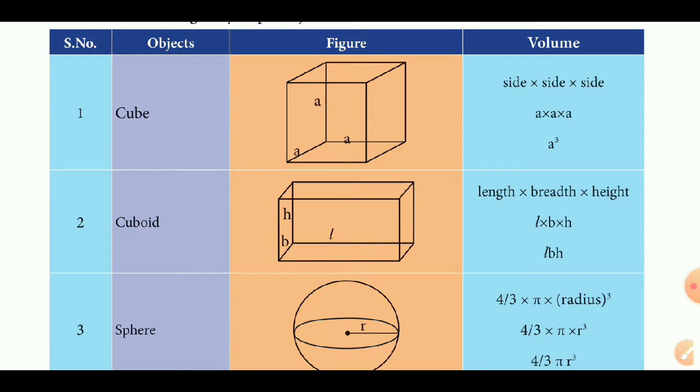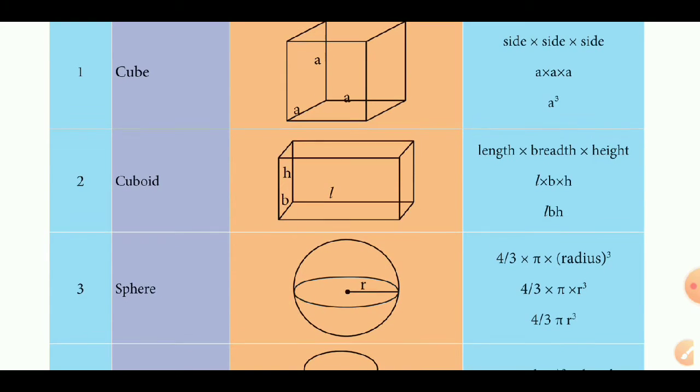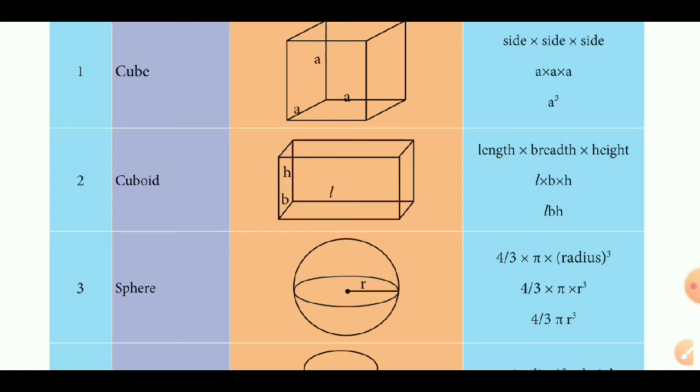Next one is cuboid. The volume of a cuboid is length into breadth into height. Length symbol is L, breadth symbol is B, height symbol is H. So L into B into H, that is LBH. Next one is sphere. Volume of the sphere is 4 by 3 pi radius power 3. The symbol is R, therefore 4 by 3 pi R cube.